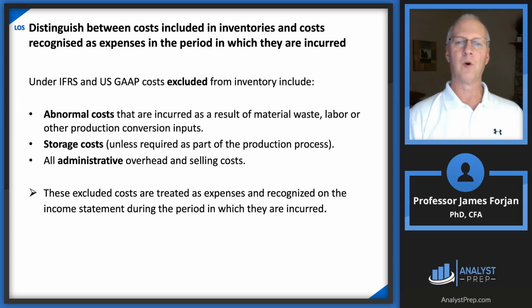But there are some abnormal costs, and I always think about these as spoilage or waste. If for some reason a tire comes off the assembly line and it has a big slice in it, well, that's a material waste, and so that's probably just going to get thrown out or maybe kind of retooled. But abnormal costs would be something that maybe shuts down the production line for an extended time period. Those costs are treated as an expense, and they go right to the income statement rather than going on the balance sheet as part of the current asset.